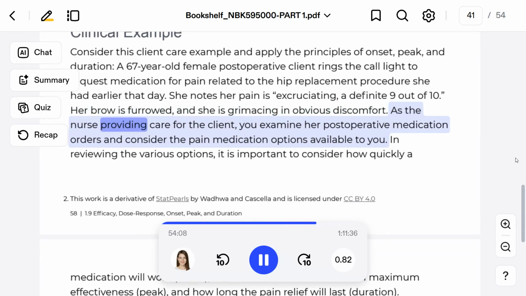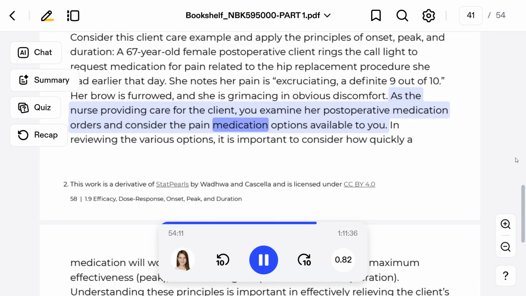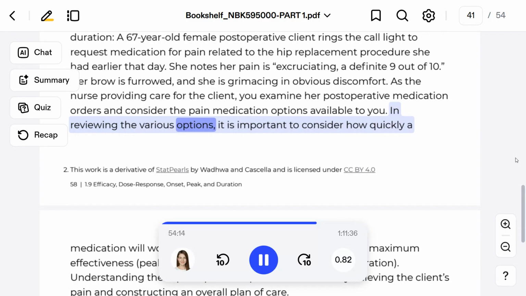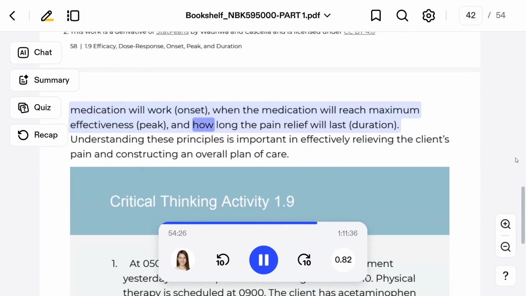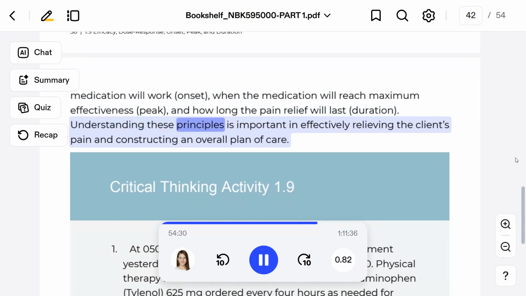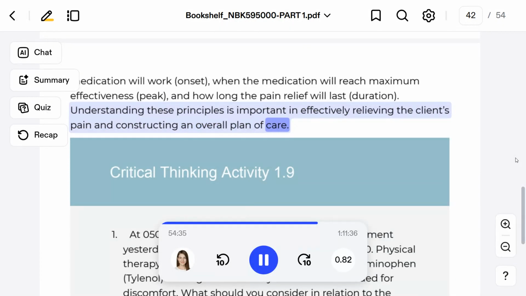As the nurse providing care for the client, you examine her postoperative medication orders and consider the pain medication options available to you. In reviewing the various options, it is important to consider how quickly a medication will work, when the medication will reach maximum effectiveness, and how long the pain relief will last. Understanding these principles is important in effectively relieving the client's pain and constructing an overall plan of care.